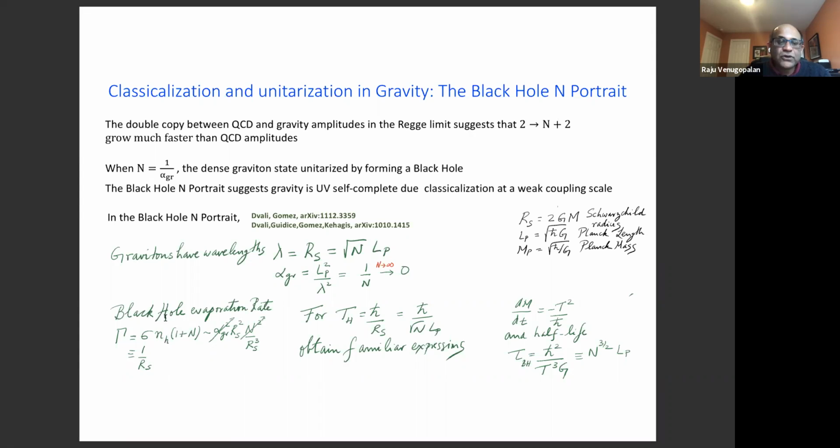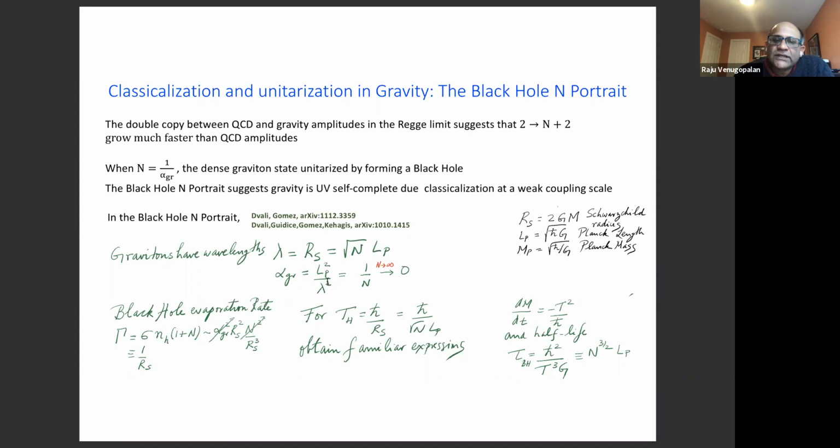Sorry, Raju, can I ask something? Yeah, sure. So in the case of QCD, we had the saturation line, which was a dynamical scale, which was x dependent, right? And so here, is there any analog of that? Because it's the exact analog of that.